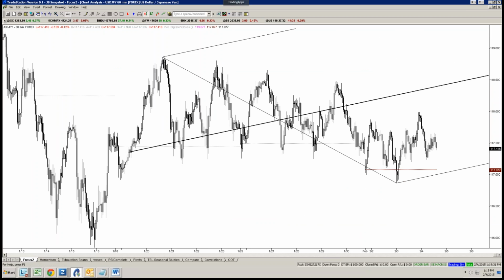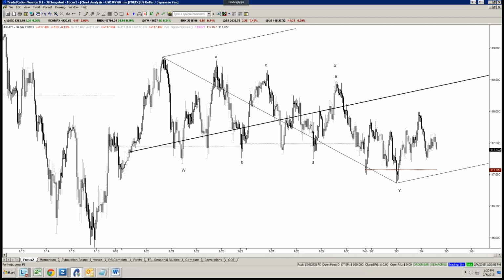A, B, C, D, E, B, C, although this is really B because it's three-wave, it's really BY. Again, these are the things in Elliott that I don't really care for. Whether you call it WXY or ABC or whatever you want to call it, it doesn't really matter.